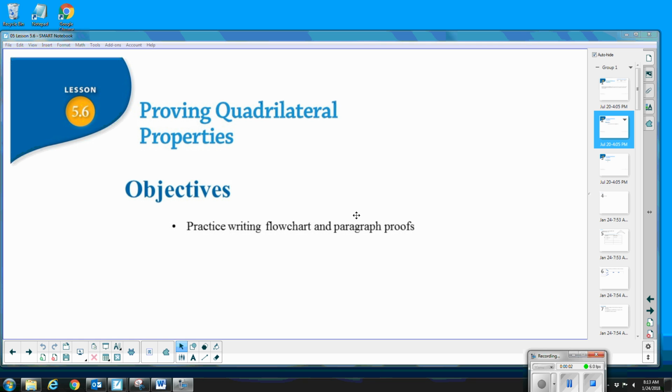Hi ladies, this is lesson 5.6 for geometry. It's about proving quadrilateral properties.